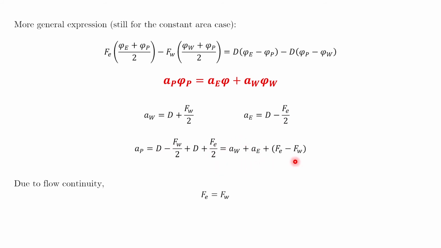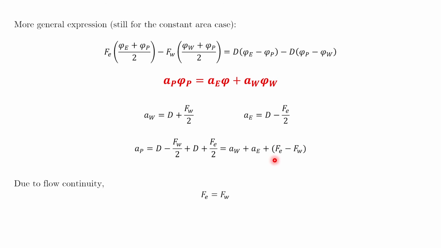It has a contribution that is plus Fe minus Fw. So at a first look, it would look like the coefficient is not exactly equal to this neighboring coefficient sum, but it has this extra weightage from Fe minus Fw.